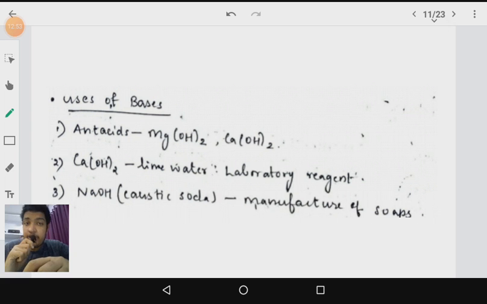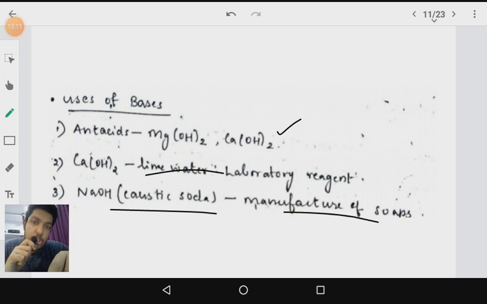Now moving on with the uses of bases. First one, it can be used in antacids such as magnesium hydroxide and calcium hydroxide. Calcium hydroxide can also be a component of lime water, which is a laboratory reagent. We have studied it in the first chapter of chemistry. Next is NaOH, which is known as caustic soda, which is used for the manufacture of soaps.